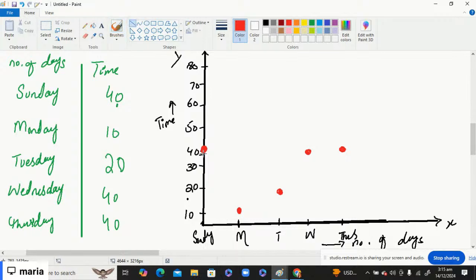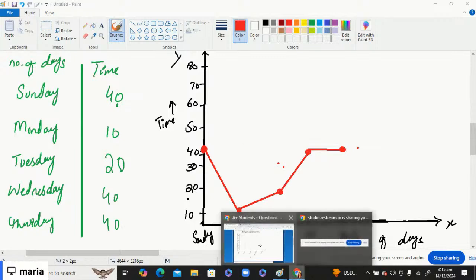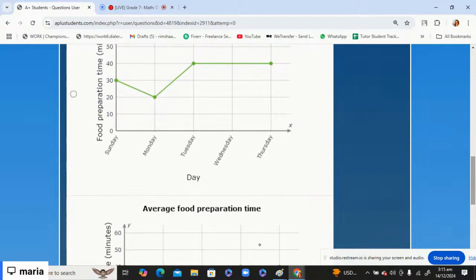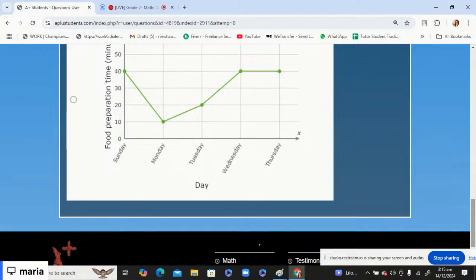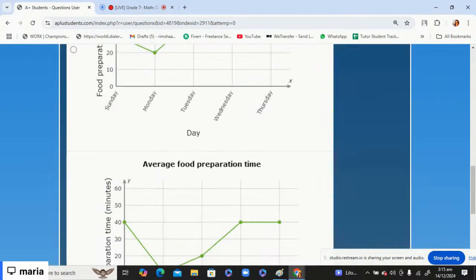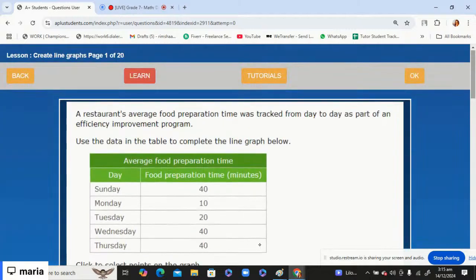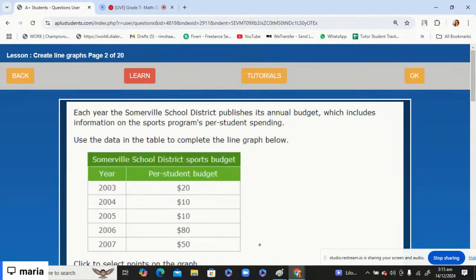Now mark all these points from starting this point, then this, then this, and then this. This is the way of the line graph here. Let's check, is it 40, then on 10, 20, and 40, 40? This is the option. Okay, let's see the answer. Yes, this is right. Okay, this is the way that we get it.